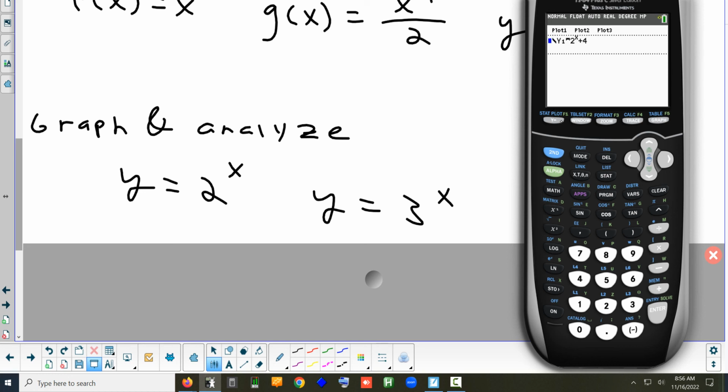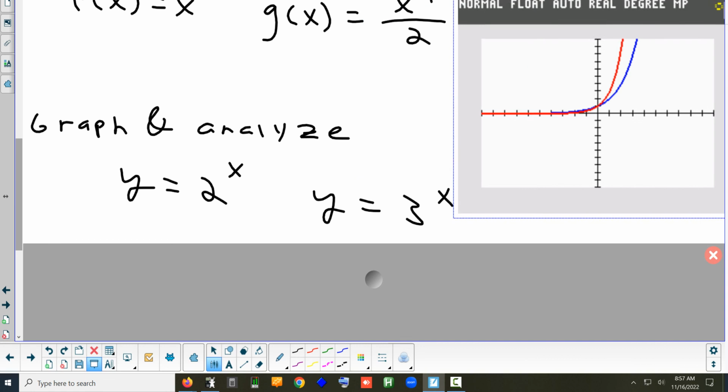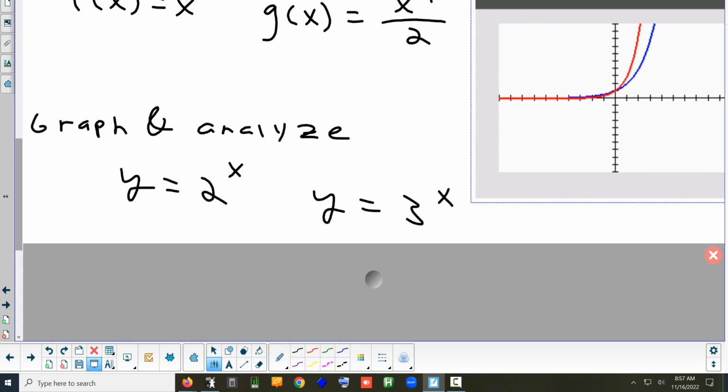Let's look at it. So 3 to the x. Let me get rid of that plus 4. I just want to look at it without that. They're both going to look like they're on top of each other on the left, because they're so close we can't even tell. But as you head to the right, you'll start to see that the 3 to the x does curve up quicker. And if you did 4 to the x and 5 to the x, those would curve up even quicker inside the red line. But you still have the same basic shape.